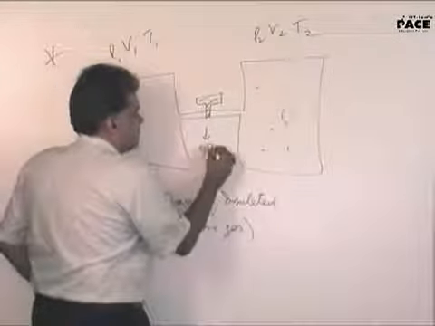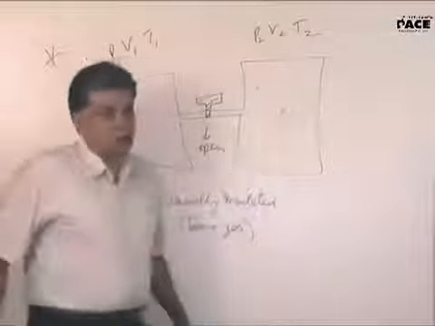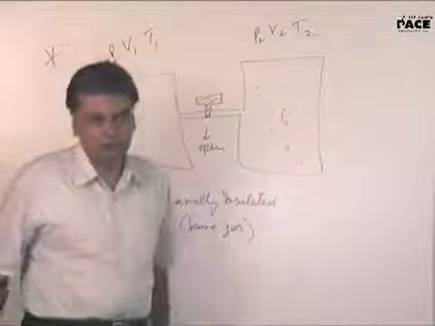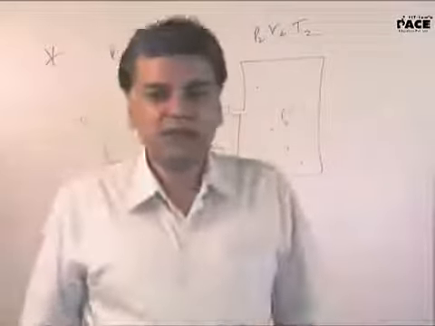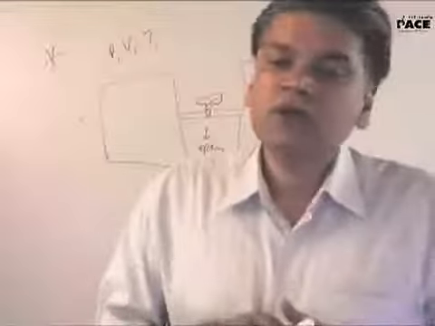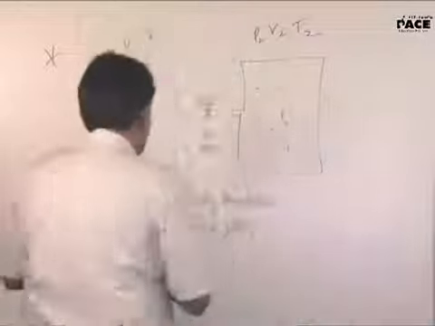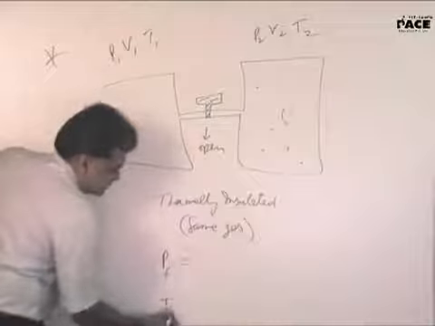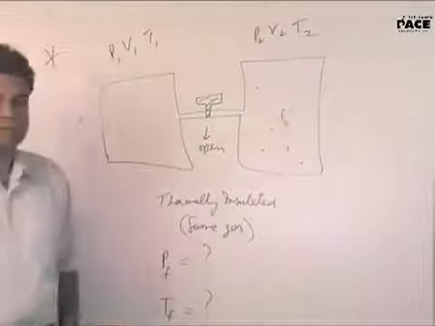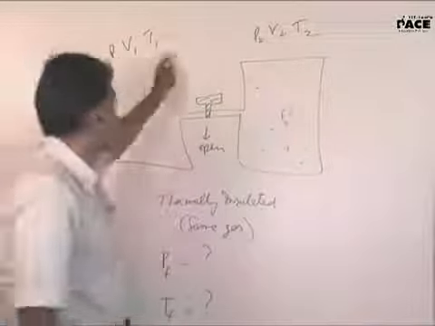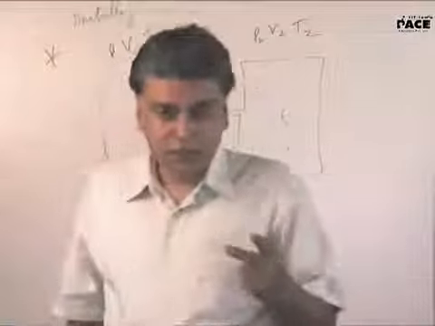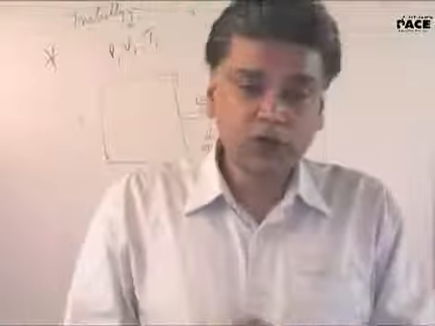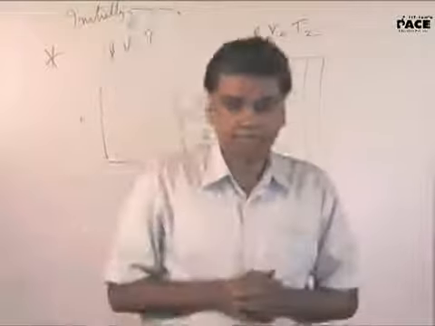If you open the stopcock, the gas will go from one to the other. Neglect the volume of the valve and the connecting tube. So the question is, what will be the final pressure and temperature in the vessel? The initial situation is given to you. As you can see, there are 2 unknowns, so you have to make 2 equations. Can you tell me how you would make them?